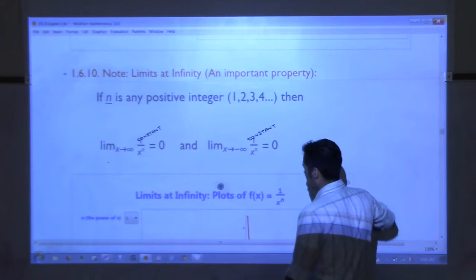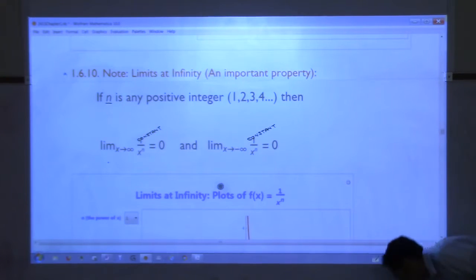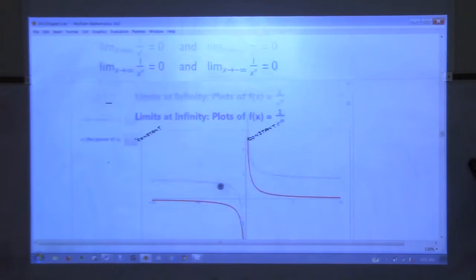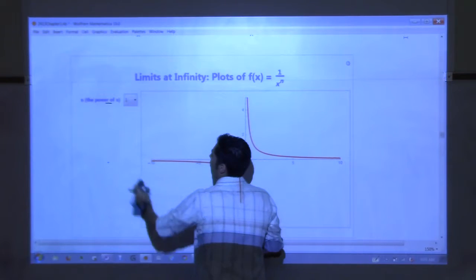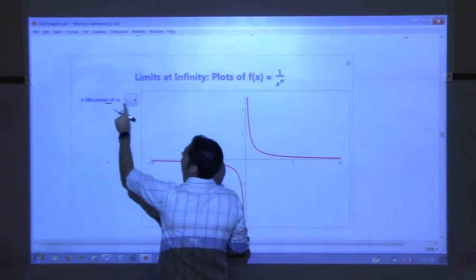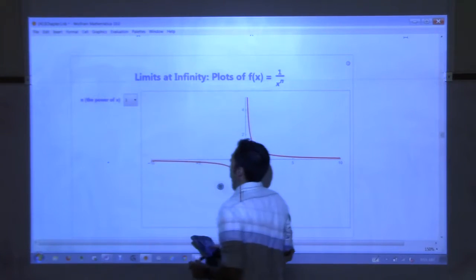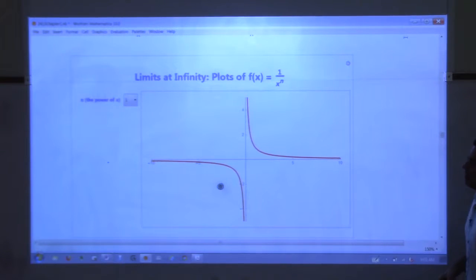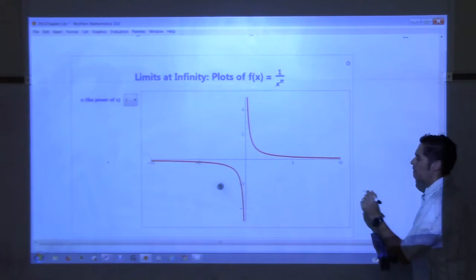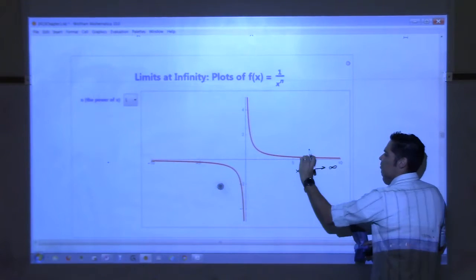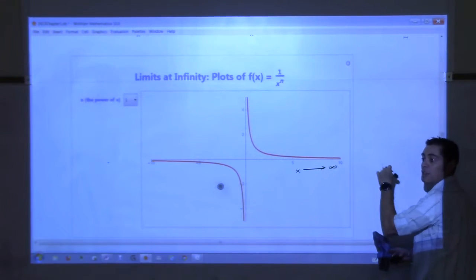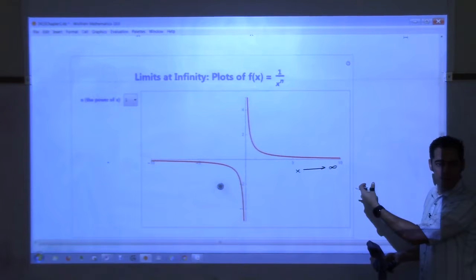All right, so we can graph these different powers. Like this one right here, this is the graph of 1 over x, because right now I have the power set at 1. And as we go to infinity, we go this way. As x goes to infinity, we're looking at the graph getting smaller and smaller and smaller. It's approaching 0, right?